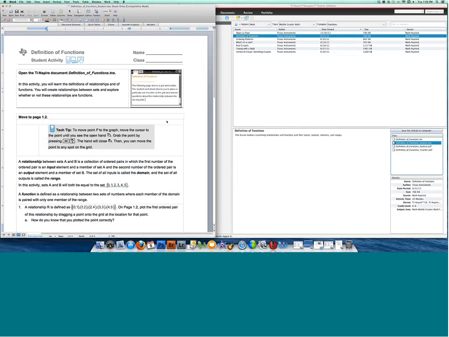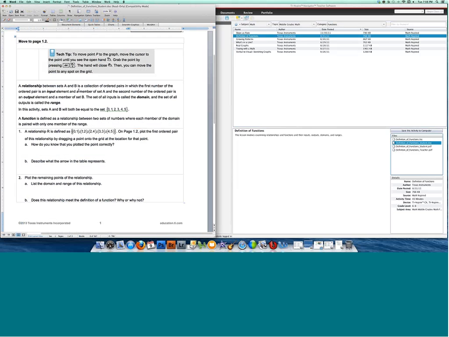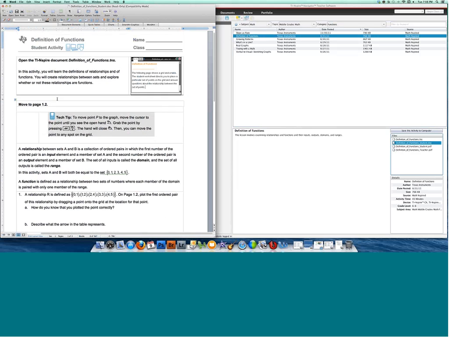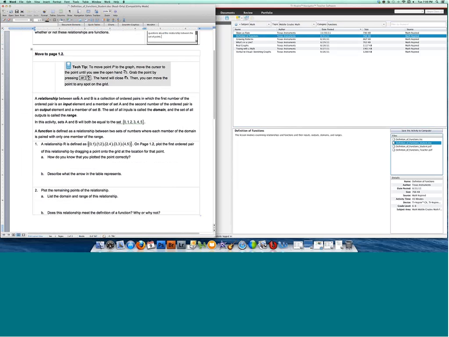And what I want to emphasize here is that this is, of course, the student document, as I mentioned. The idea with this activity really is centered around being able to make a determination as to whether or not a relation is in fact a function based on the definition right here, okay? So a function is defined as a relationship between two sets of numbers where each member of the domain is paired with only one member of the range. Let's take a look at what students are actually doing in this activity.